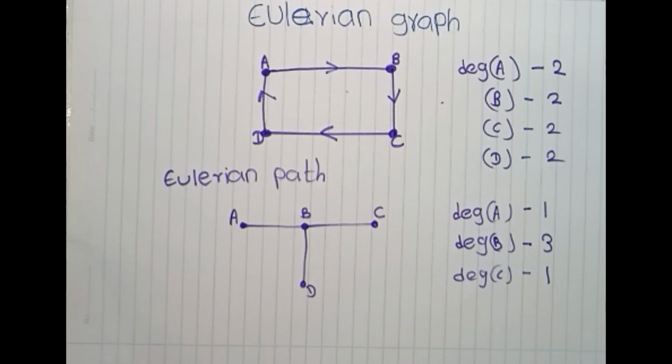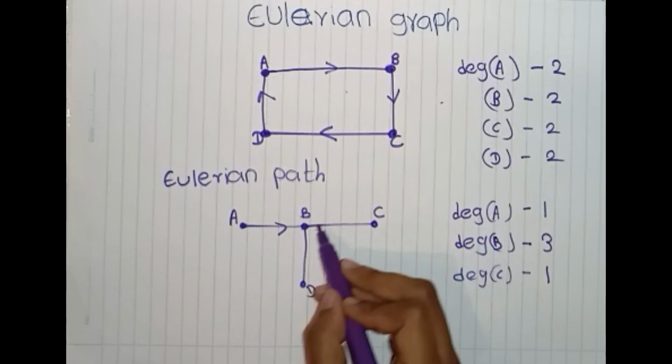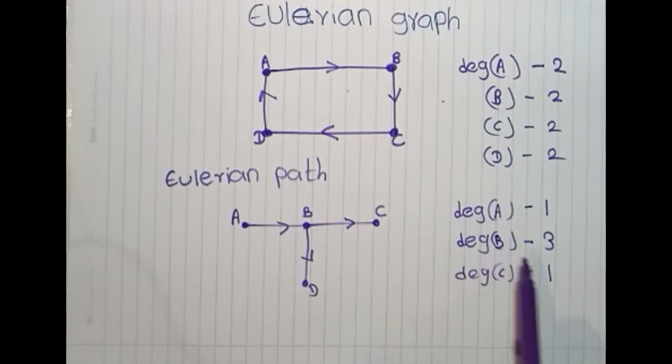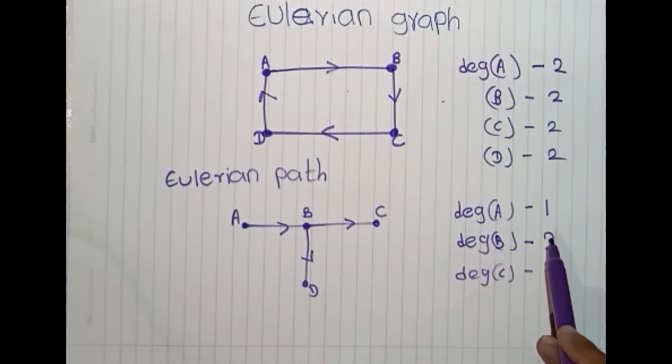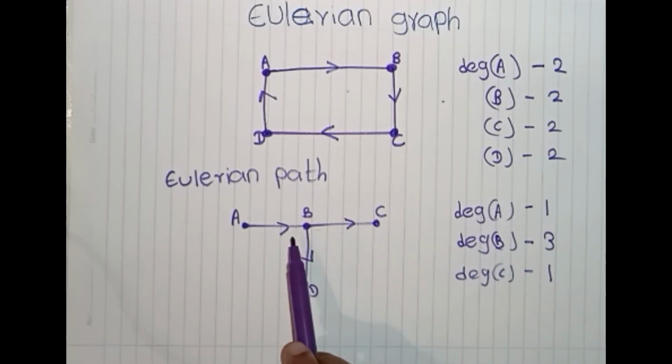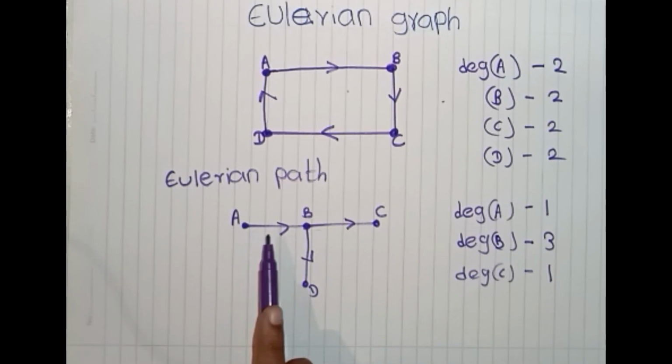As for an Eulerian path, let's see A to B, B to C, and here B to D. So A has degree 1, which means odd, and B has 3, A to B, B to C, B to D, and C has 1, B to C. This is not an Eulerian circuit. It has an Eulerian path.